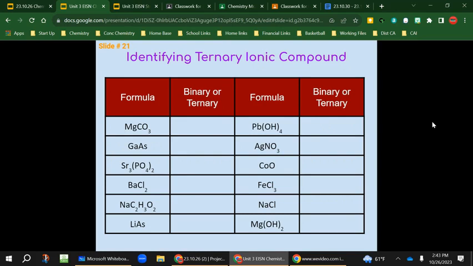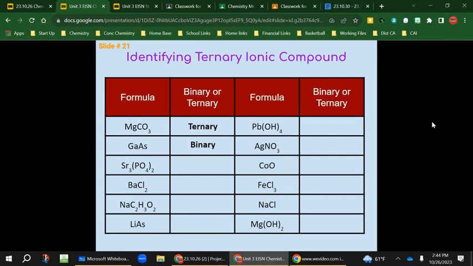Because that has 3 capital letters. I'm a simple person. That's a ternary compound. How many capital letters in the one below it? 2. So what is that? Binary. That's binary.